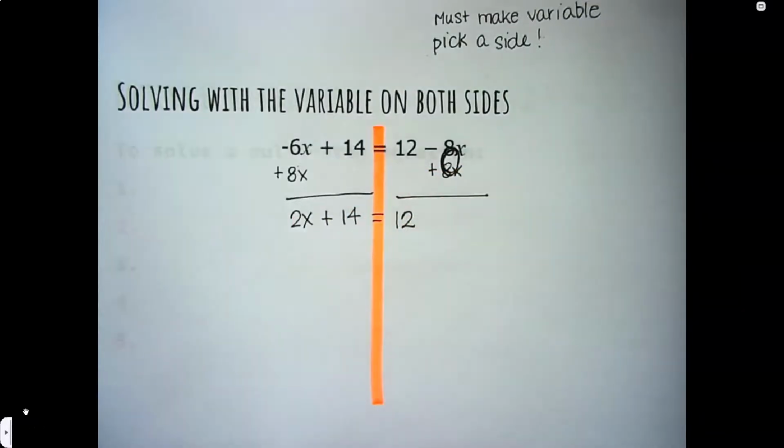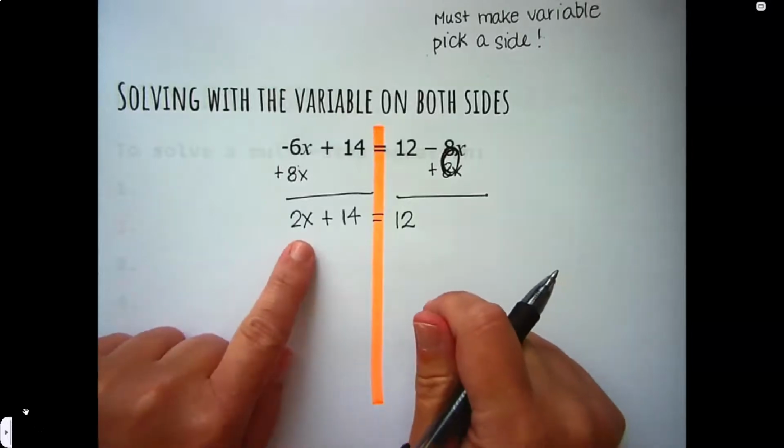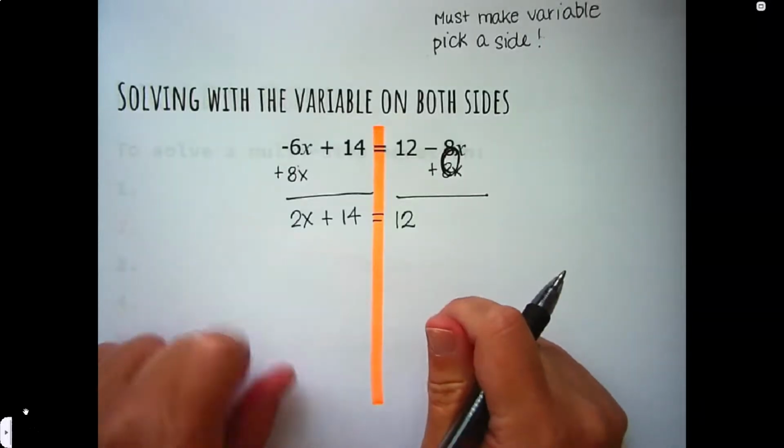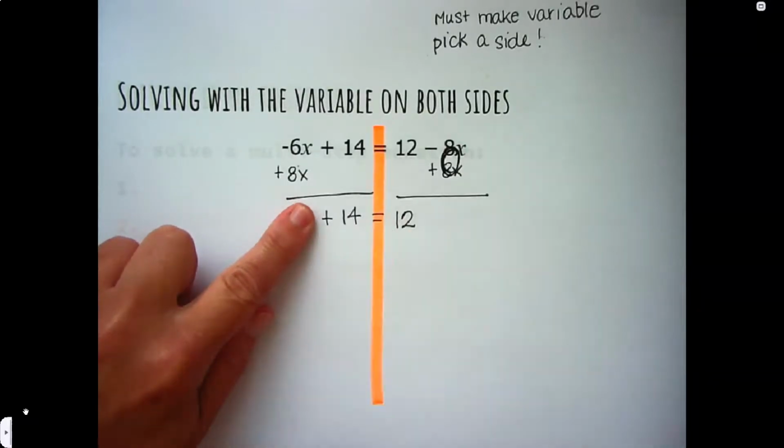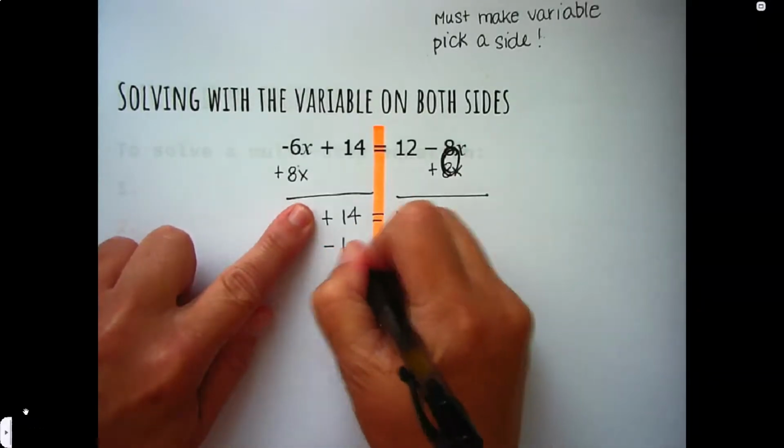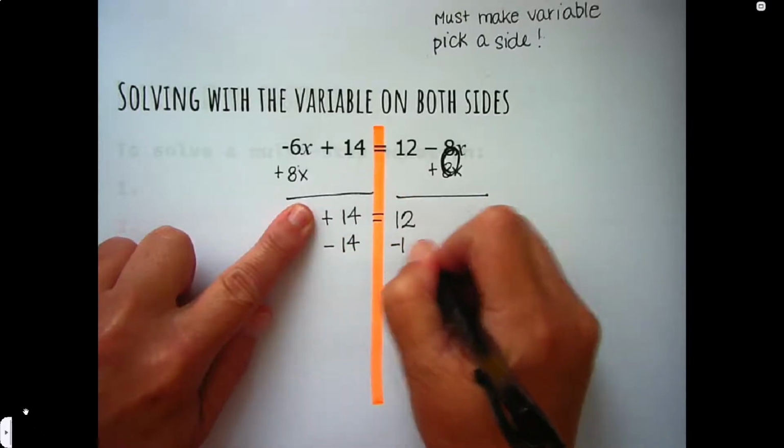And notice again here how we keep winding up back at that same place. We keep winding up back at those two-step equations. So now, time to get x by itself. We've got to cancel out the 2 and the 14. So if I cover up 2x, I see plus 14. I will cancel that out by doing the opposite, minus 14.